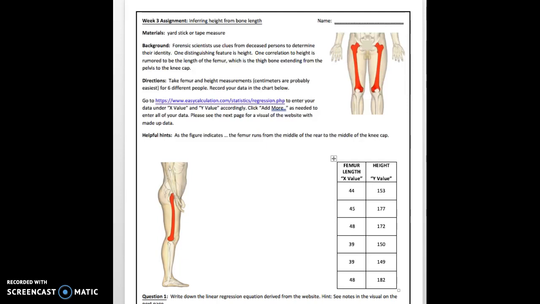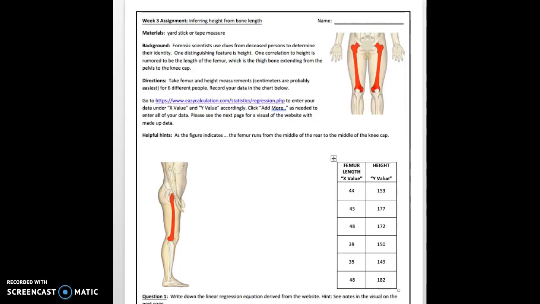One way that scientists look at clues from somebody who has died, a deceased person, if they want to determine their identity or see how tall the person was, is by looking at their femur bone. If they measure the femur bone, it will correlate to how high their height was.